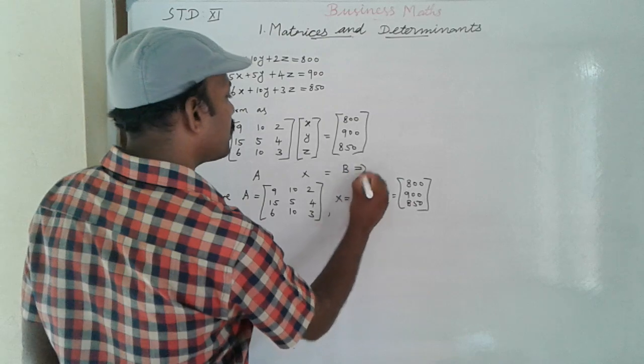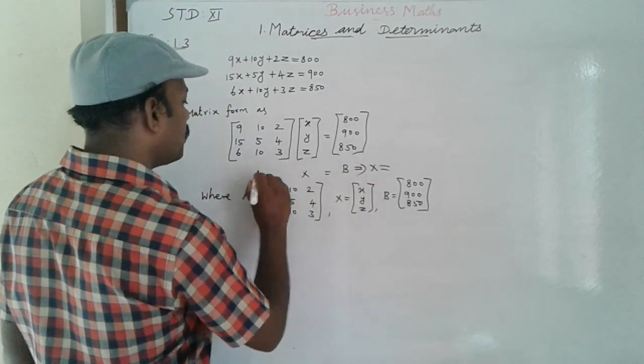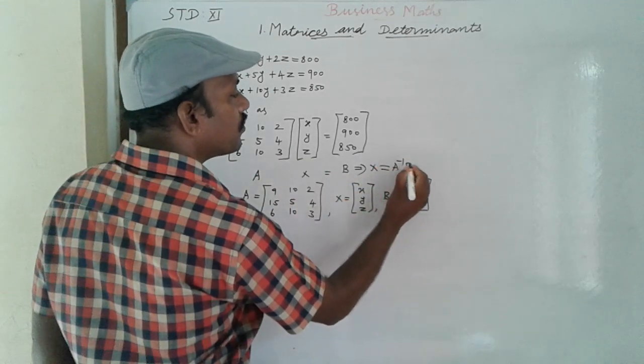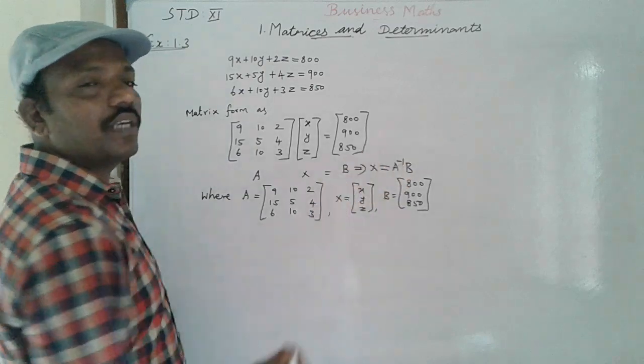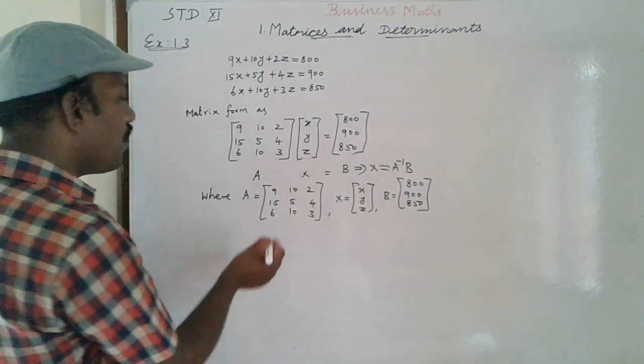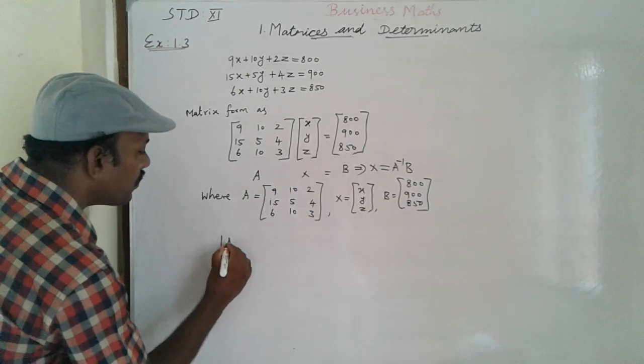In this equation, we should keep X on the left side, so X is equal to A inverse B on the right hand side. So X equal to A inverse B is the formula. We should first find A inverse. First we should find out whether A inverse exists or not. Determinant of A we should find out.